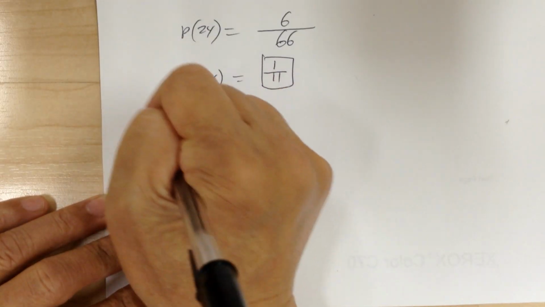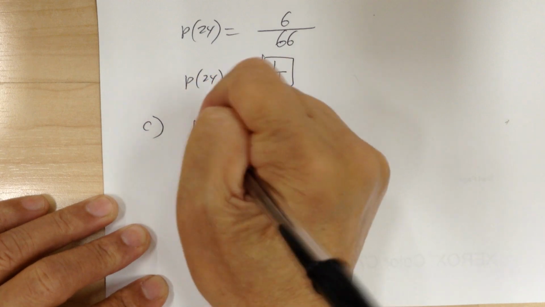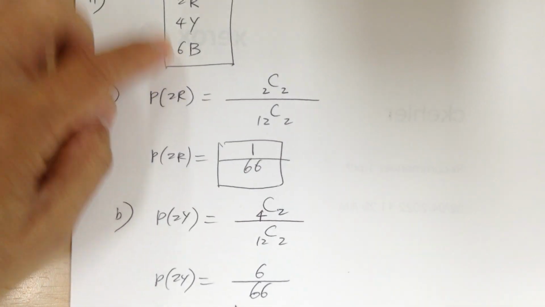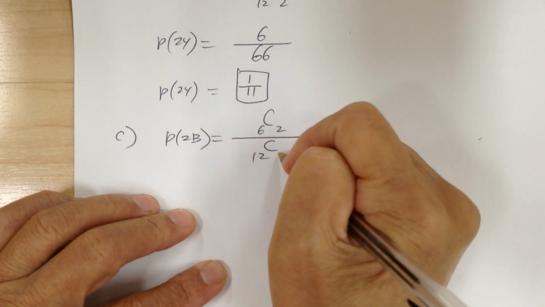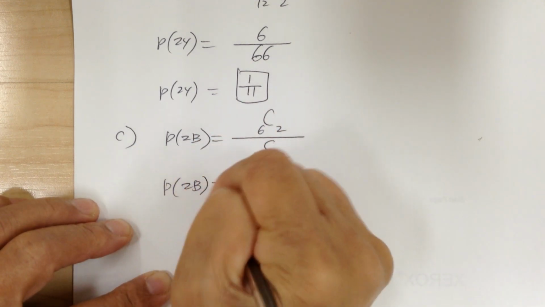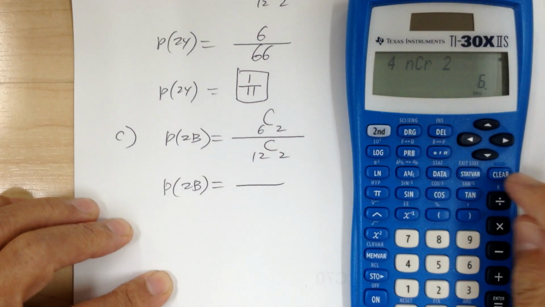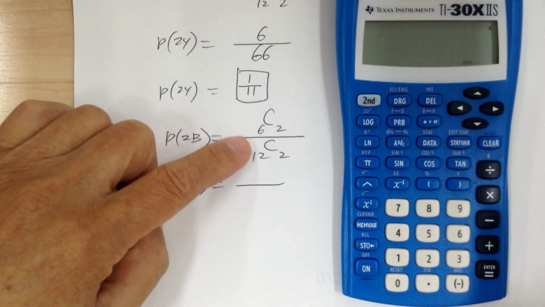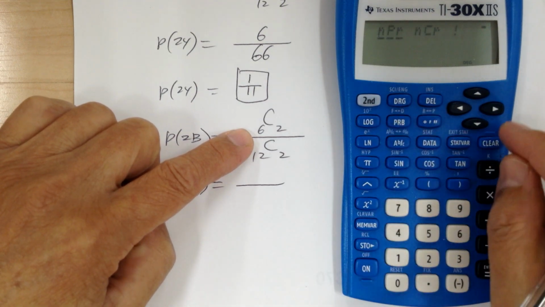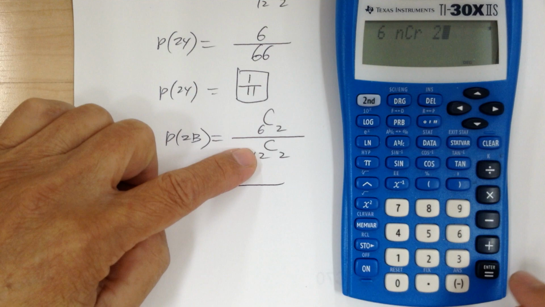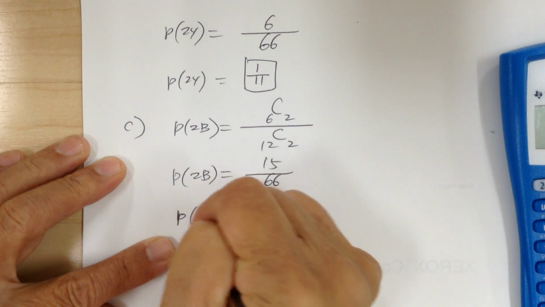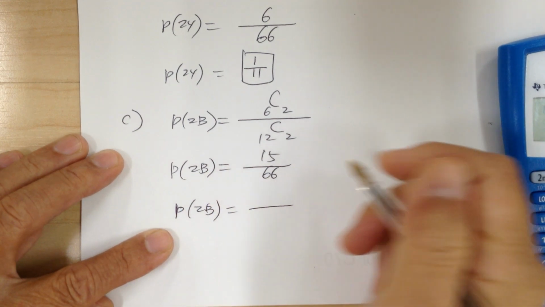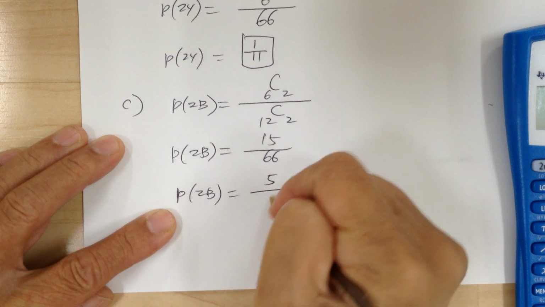Okay, let's go to C. Both are blue. So probability of 2 blue. So again, there are 6 blues, and you want to get 2. There are a total of 12, and you want to get 2. So the probability of 2 blues would be 6C2, which equals 15 over 66. And again, you can reduce. You can divide by 3, so you get 5 over 22.